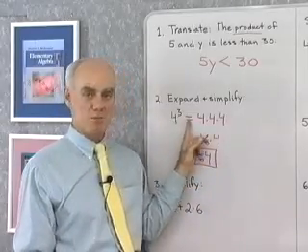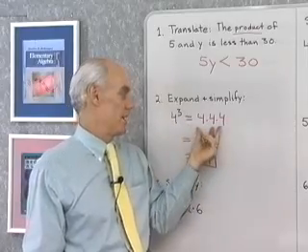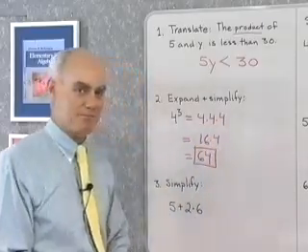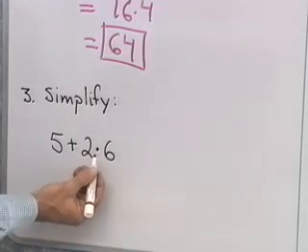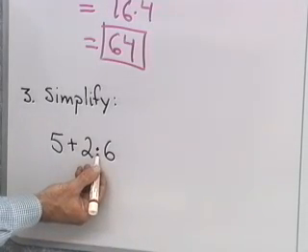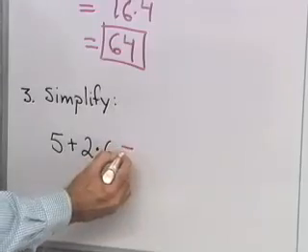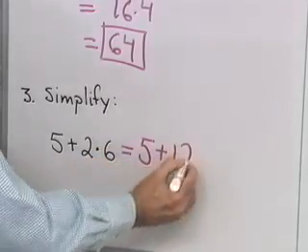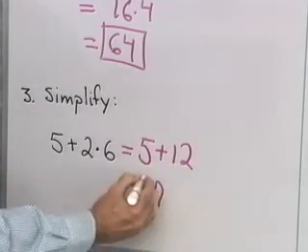So 4 is the base, 3 is the exponent, and that exponent 3 tells me that I want to use that base 4 as a factor repeated 3 times. 4 times 4 times 4. Here's our next problem. Simplify 5 plus 2 times 6. My rule for order of operation tells me I have to multiply before I add when I have a choice between multiplication and addition. So I begin this problem by writing 5 plus 2 times 6 is 12. Now I can add 5 and 12, and I end up with 17.